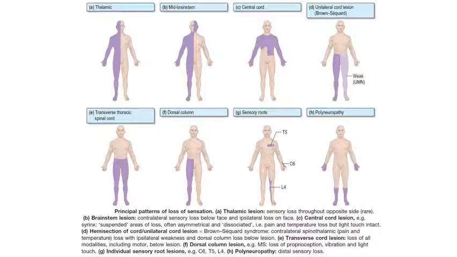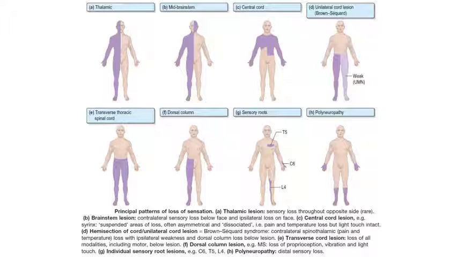In case of hemisection of the cord or a unilateral cord lesion, it causes what is known as Brown-Séquard syndrome, and it leads to contralateral pain and temperature loss with ipsilateral weakness and ipsilateral dorsal column affection below the level of the lesion. A transverse cord lesion causes what is known as a sensory level, which means loss of all types of sensation below the level of the lesion.